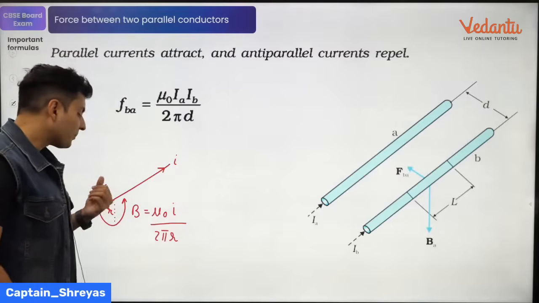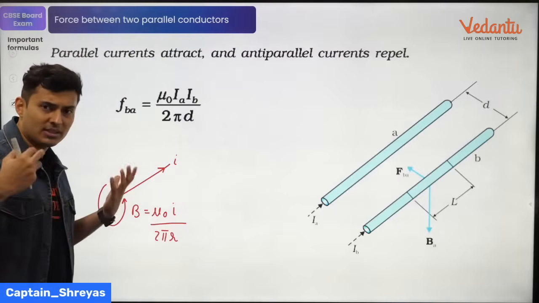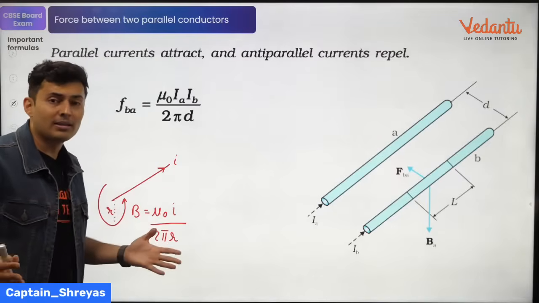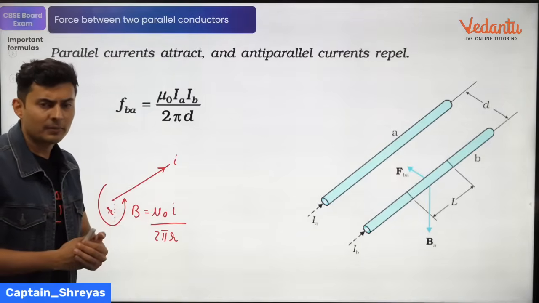So obviously, if you have a wire, it produces field. Now what if you have two wires which are placed close by each other?